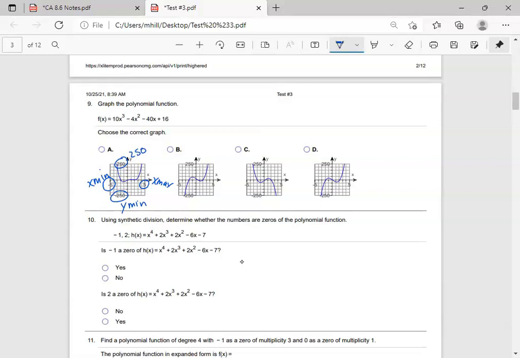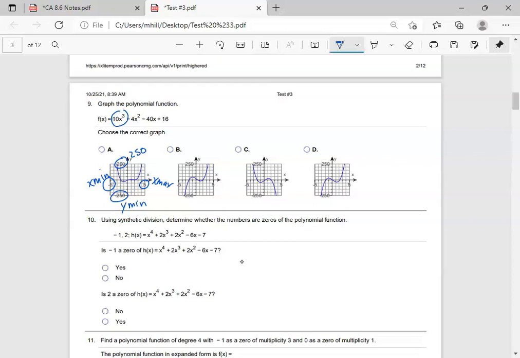I do know that my leading term is 10x to the third. So one thing we know from that leading term test that we did on questions 1 and 2 is that it's positive and it's odd. So since it's odd, your endpoints are going in 2 different directions. So it's not A, because those endpoints are both going up. And it's increasing.